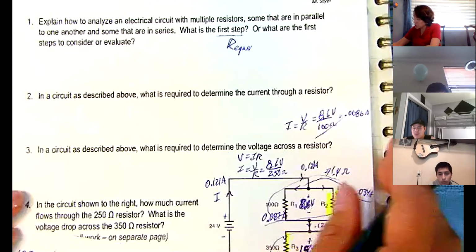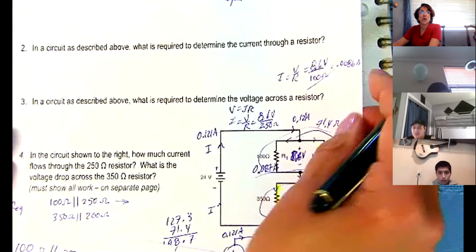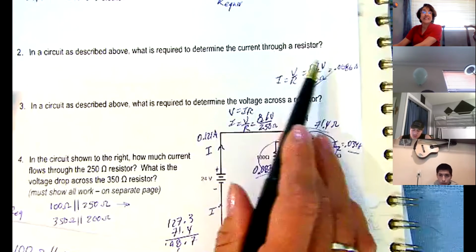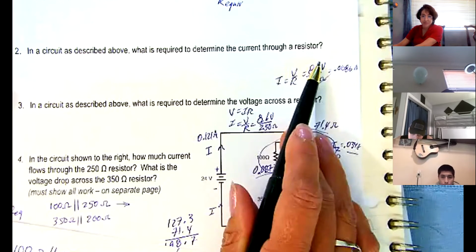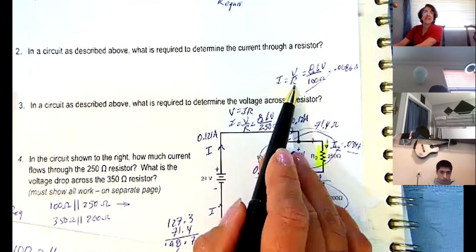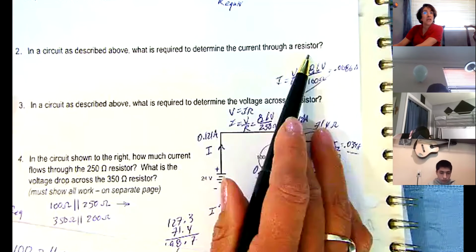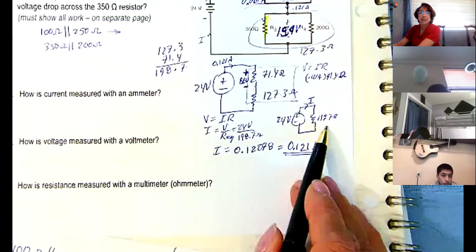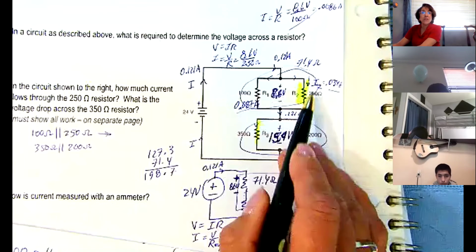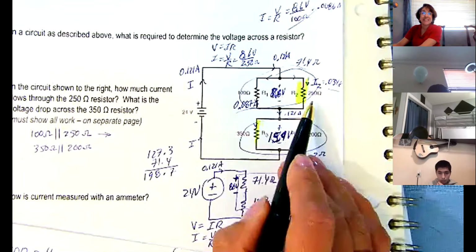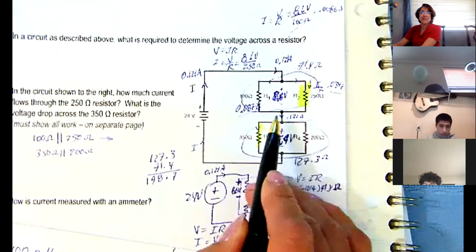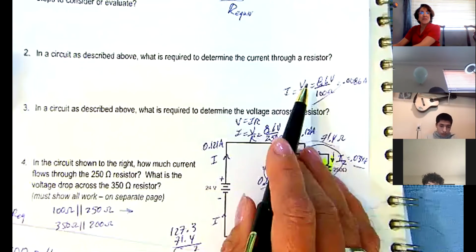So Cristobal, number 2 and 3 are kind of easy, so why don't you take those? In the circuit above, what's required to determine the current through a resistor? What do you need, Cristobal? You would need the voltage and the equivalent resistance. Exactly. Well, or that resistor. Be careful what you say. When you said equivalent resistance, that would mean this one, right? So really, you need the voltage across a resistor and its resistance, the actual resistance. That make sense? Yes. Muy bien.